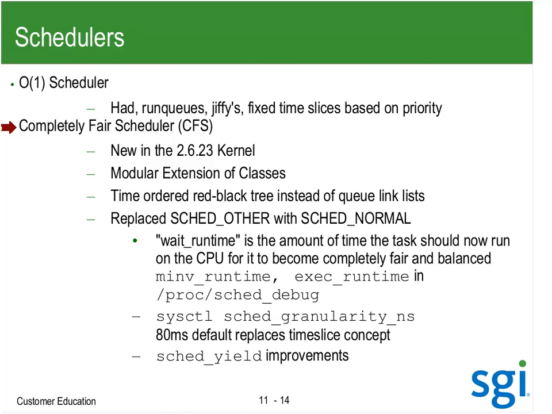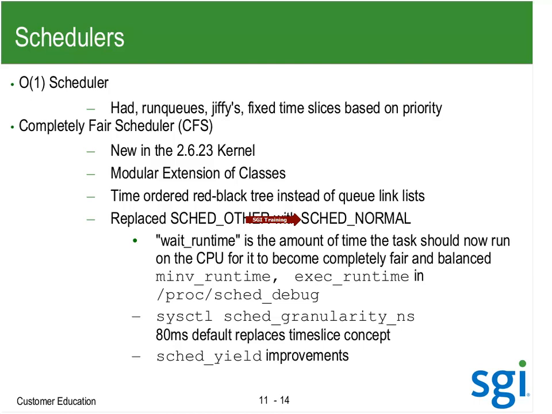Now, another thing they did was they rebuilt the queue structures and created what they call a red-black tree instead of linked lists. So it's a search algorithm to go through the run queues. Also, POSIX calls it SCHED_OTHER, but we now call that SCHED_NORMAL. That's the interactive user and batch. You're either real-time or you're normal.